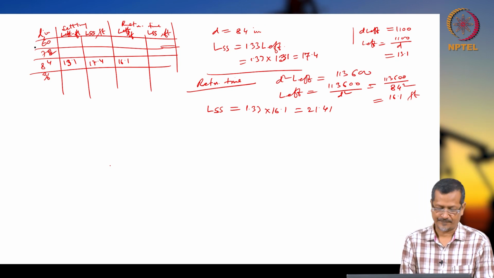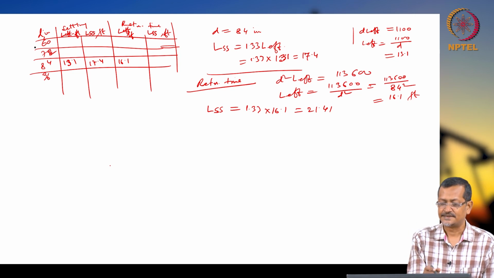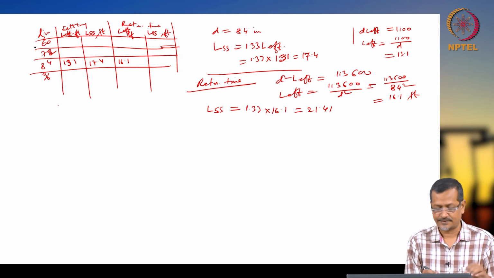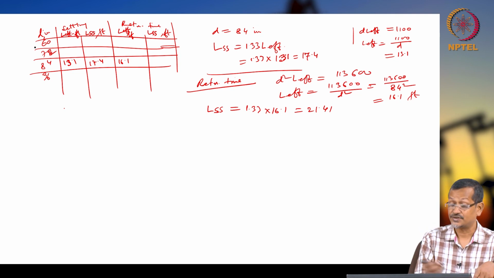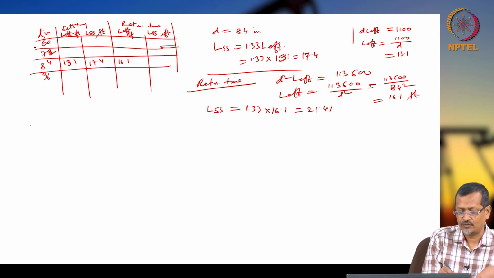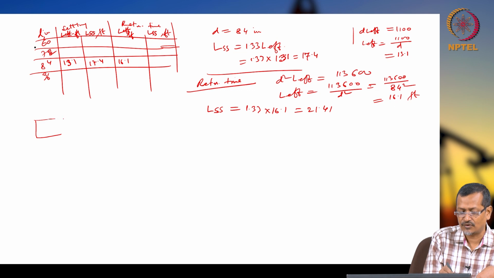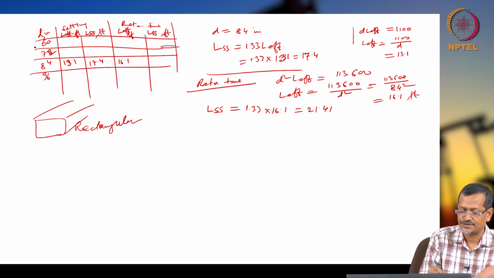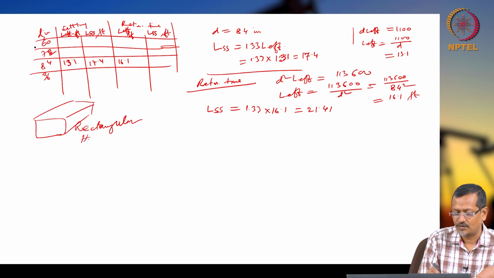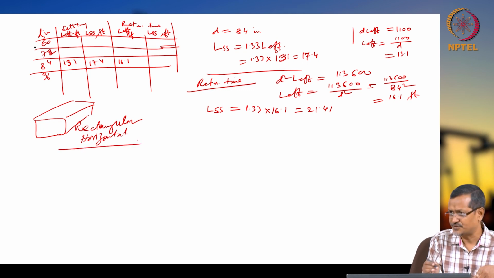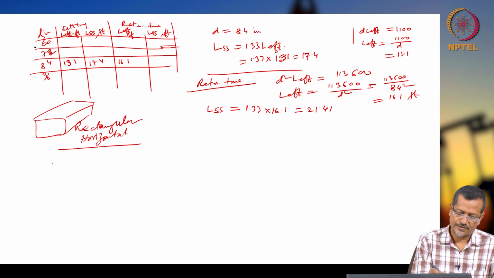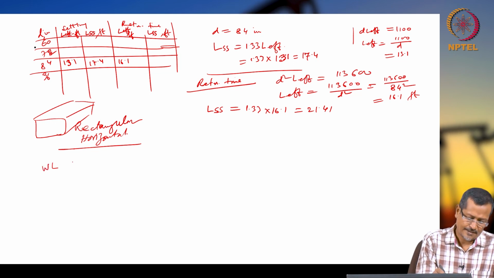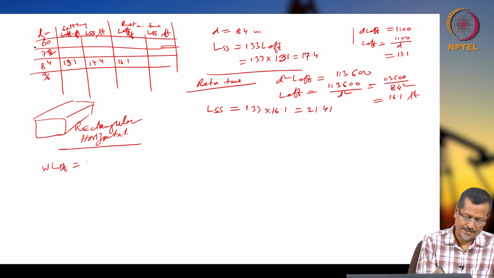Okay. So this is for the horizontal separator. Now, if we go from the horizontal cylindrical separator to the rectangular cross section, horizontal, same process. We know the formula W L effective equals 70.